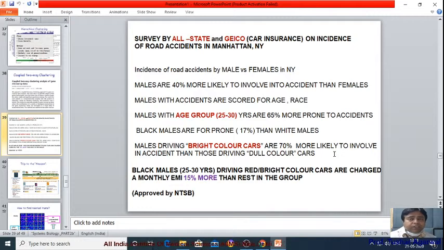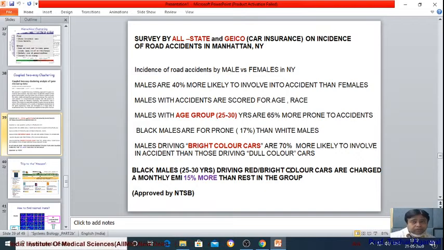Because this goes into psychology. So this is not just an example. When you train your computers to look into this kind of data for the last 10 years, what emerges out of it is a psychological predisposition. What is the psychological predisposition? That black males within this 25 to 30 age group driving bright red colored cars are more prone to accidents than females, than white males, than people who are not driving colored cars.